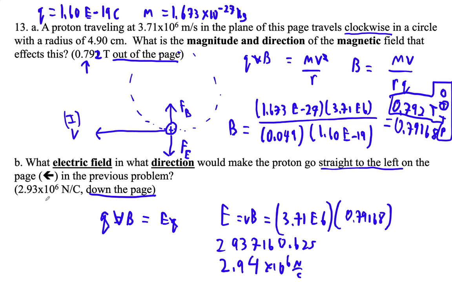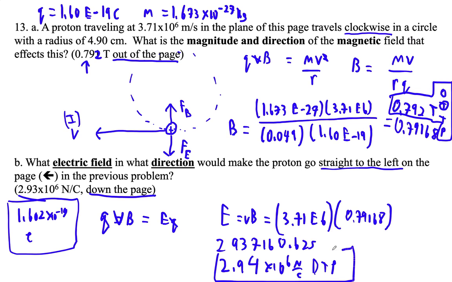I think the reason this is slightly different is that when I calculated this, I always use 1.602 times 10 to the minus 19th for the elementary charge. That's my guess as to why I'm slightly off. Let's see if that works. Yeah, that's the difference. Okay, anyway, this is going to be 2.94 times 10 to the 6 newtons per coulomb down the page. All right.